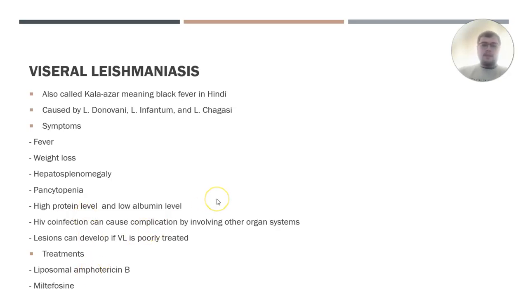And then if visceral leishmaniasis is not treated properly and it stays in your body, then it can come back and cause lesions. And then those lesions, if they're kind of chronic, are how the disease mainly stays alive in sandflies, the chronic visceral lesions. And then for visceral leishmaniasis, you can use liposomal amphotericin B, and then also miltefosine as well.